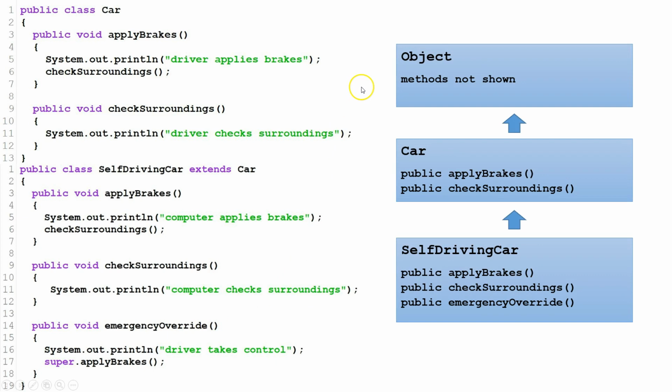Here's a map showing the relationship between the classes. Object is a superclass of Car. Car is a superclass of SelfDrivingCar.